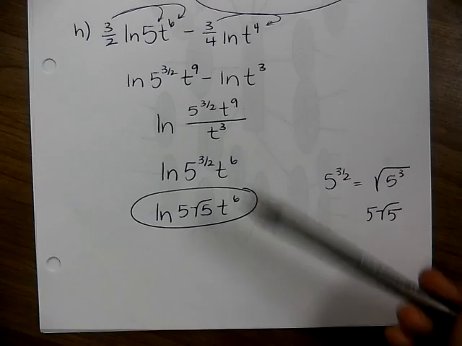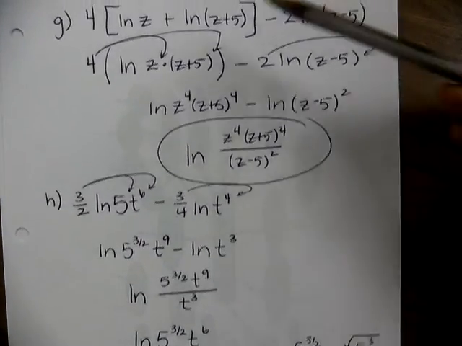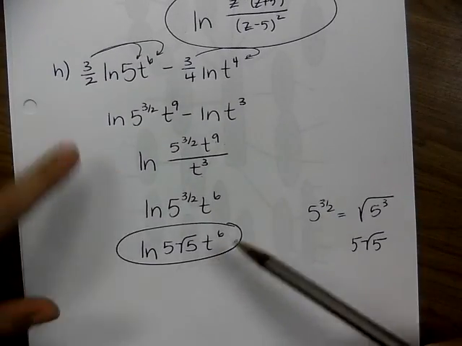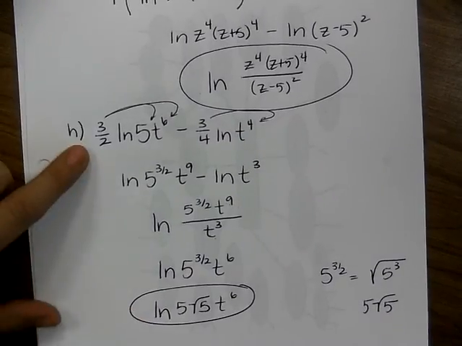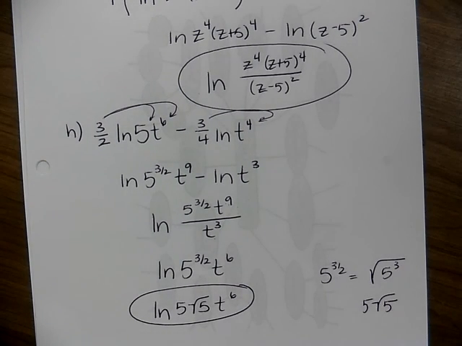Notice that in some of them, like in G, we could start here and expand back into here. This one, we could not. We could not take this from here and end up here. There are too many steps in between. Any questions on the expanding?